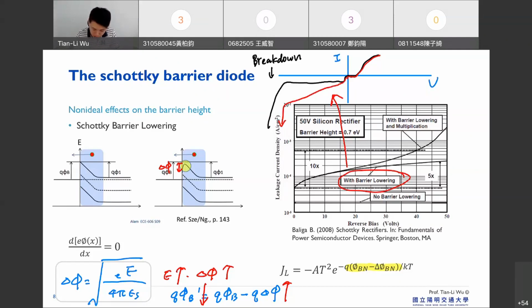So this is the same. This is one if we consider no barrier lowering, and this is where we consider the barrier lowering effect, and this is considered for the multiplications here. That means this is considering the avalanche breakdown. So in the case of avalanche breakdown, we can also find that even the reverse currents become higher. That's because we have the impact ionization. We have the electron and hole pairs here.